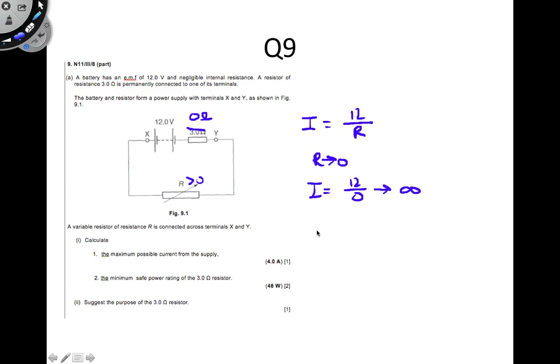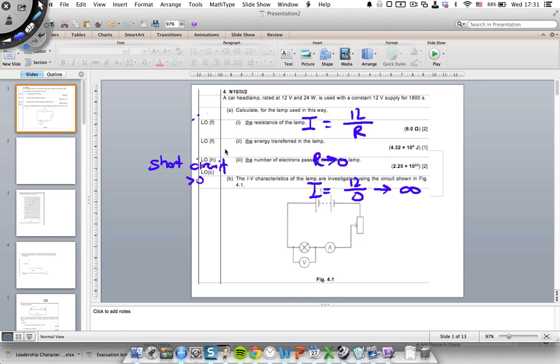So basically this 3 ohm resistor is acting to protect the circuit, especially the battery here. Because if you don't have this 3 ohm resistor and you set this resistance to be very, very low, you will end up with a short circuit. And you don't want that to happen. That's about it.